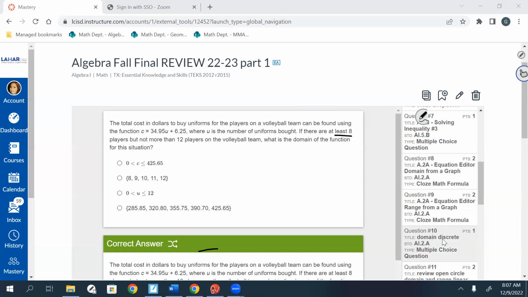It says there are at least 8 players, but not more than 12. So we can have 8. We could have 9 people, we could have 10 people, 11 people, and even 12 people. So our answer should be the second one here. You have to be careful, don't choose the third one, the 0 up to 12, because it says there are at least 8 players. So the lowest we could go is 8. And we don't want to choose anything with like an inequality on it because you can't have half a person.